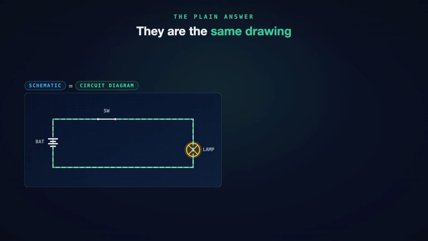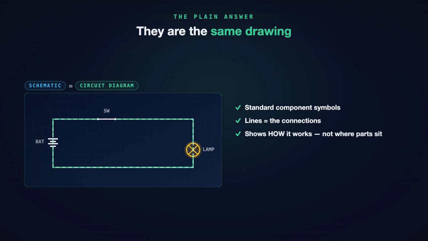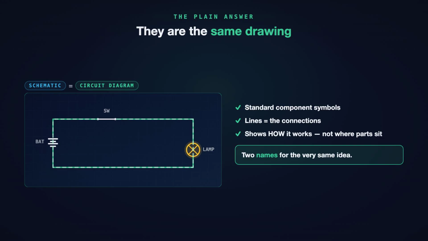In everyday use, a circuit diagram and a schematic diagram are the same drawing. Both are the symbolic picture of a circuit. Both use standard component symbols, a resistor, a battery, a switch, joined by lines that stand for the connections between them. And both are drawn to show one thing: how the circuit works. Not where the parts physically sit. Not how long the wires are. Just the logic of it. What connects to what. Put the schematic and the circuit diagram side by side, and you're looking at two names for the very same idea. If someone hands you one and calls it the other, they are not wrong.